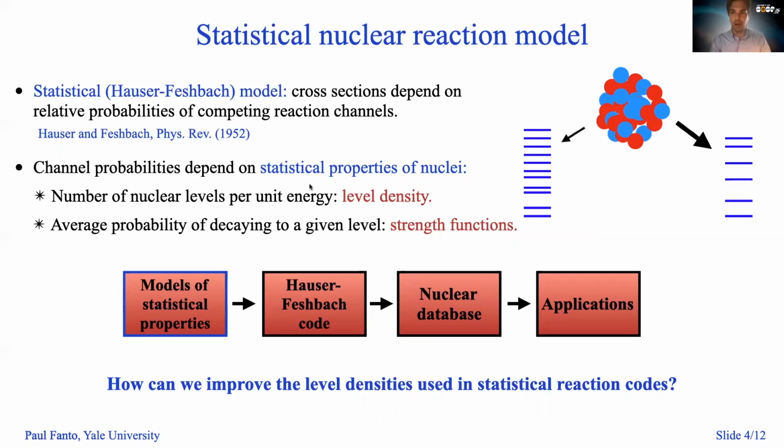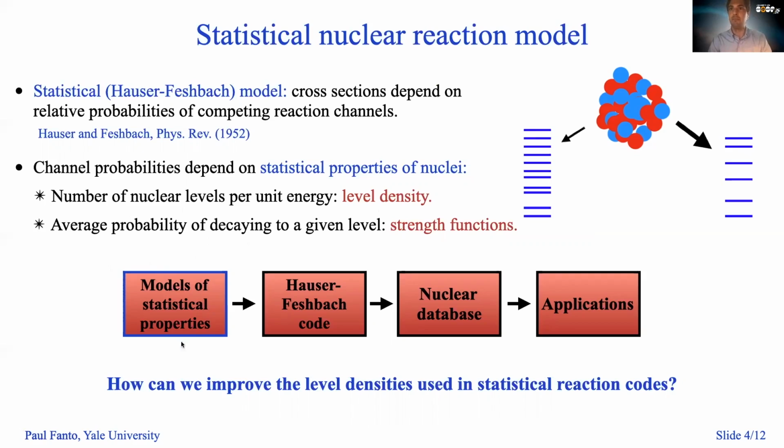In particular, these channel probabilities depend on the number of nuclear levels per unit energy, which is called the level density, and the average probability of decaying to a given level via a specific reaction channel, which is quantified by the strength function for the various reaction channels.